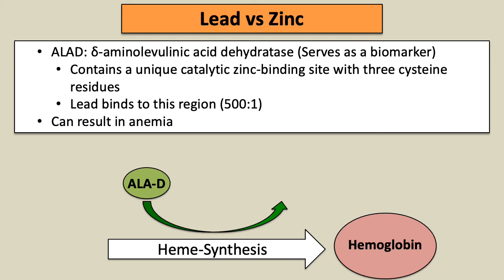At this region, it has been shown that lead can bind 500 times more strongly than zinc. And this disruption will block or disable the ability for hemoglobin to be synthesized, which can lead to anemia.